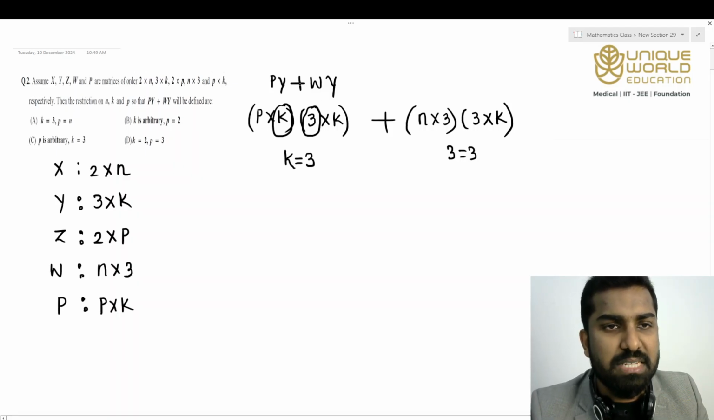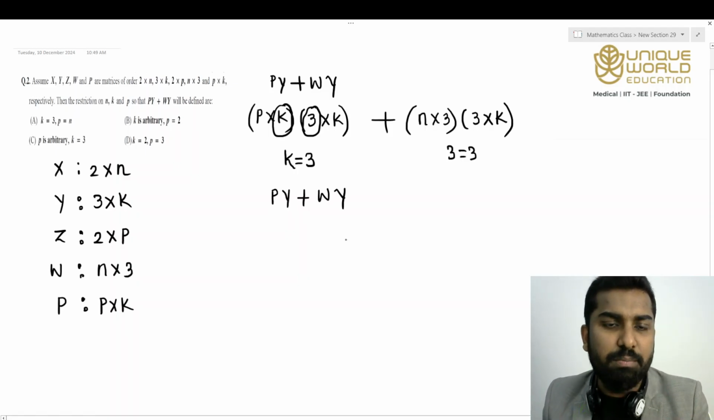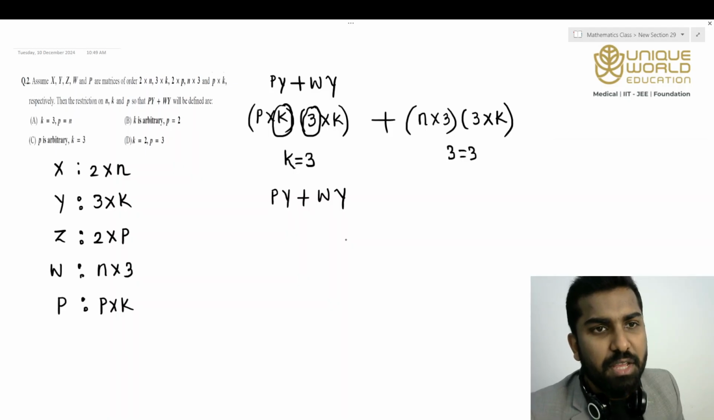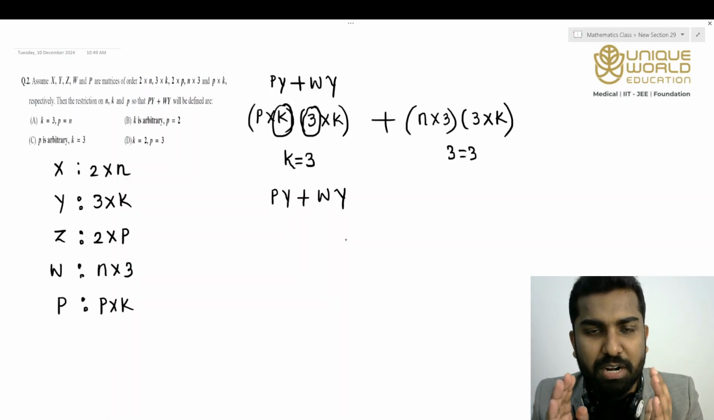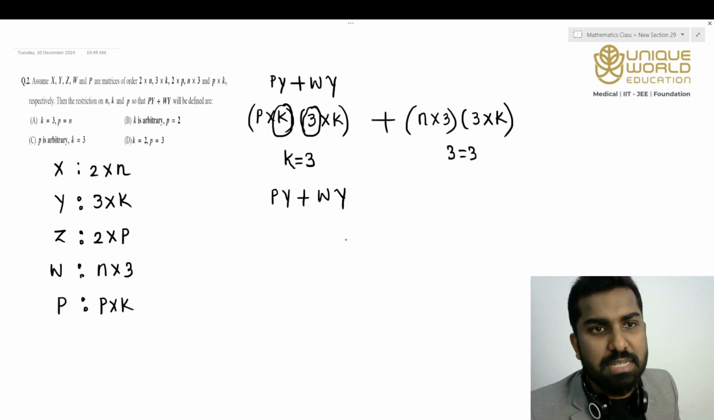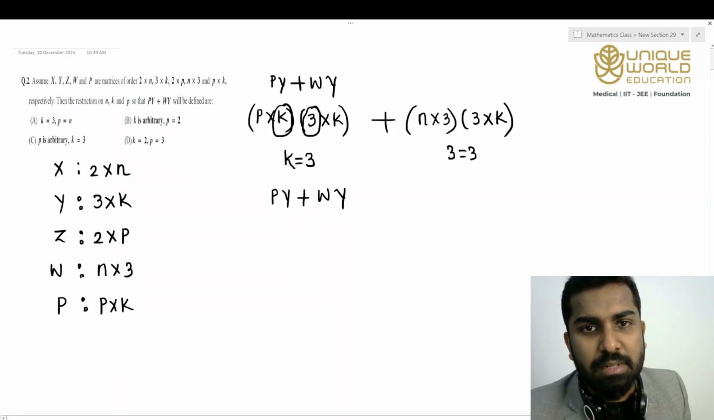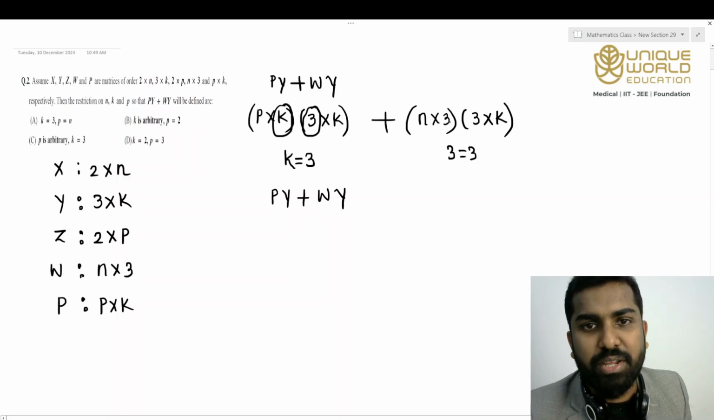Now after multiplication, basically what we are going to do here is add these two matrices. So we are adding py and wy. If two matrices are being added, then definitely their orders will be equal. The orders of the two matrices must be equal, then only the addition is possible. We can add the matrices only if their orders are equal. So the order of this matrix is p by k, 3 by k, and the second matrix, the wy matrix, has order n by 3.